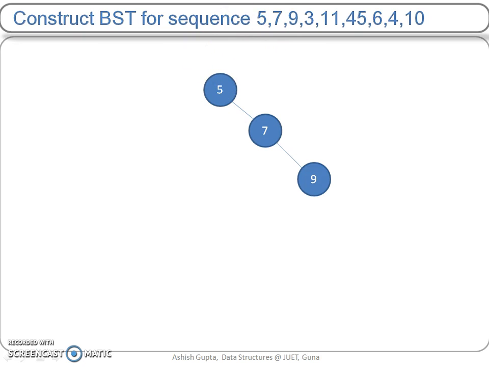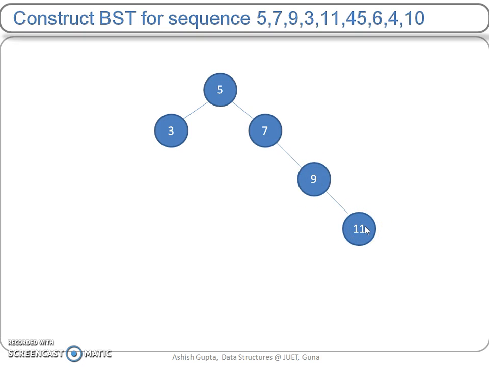Node 3 will be compared first with the root. The root is 5 and 5 is greater than 3, so 3 would come to the left of 5. The next node is 11, and 11 is greater than 5, so we go right. Then 11 is greater than 7, so we go right, and 11 is greater than 9 also, so we go right, and to the right of 9, 11 would be connected.